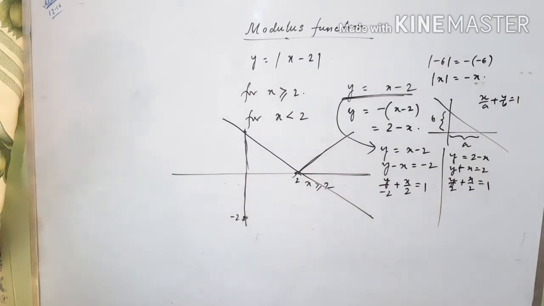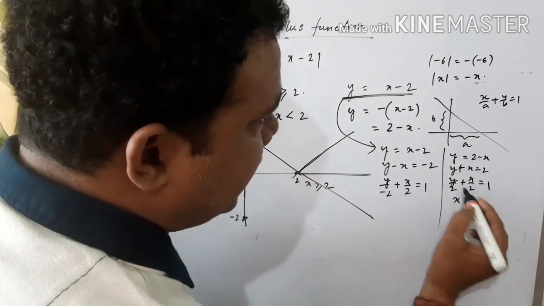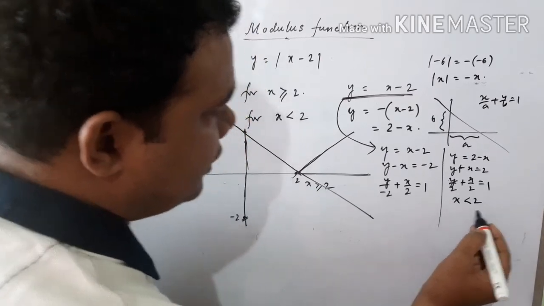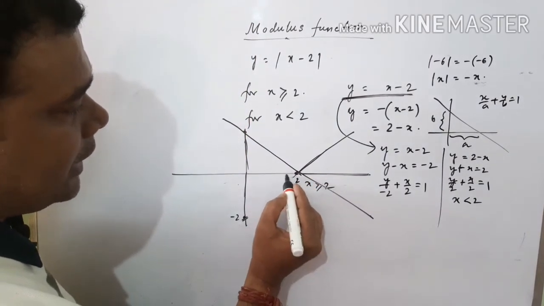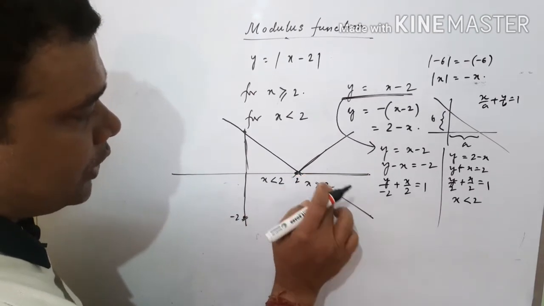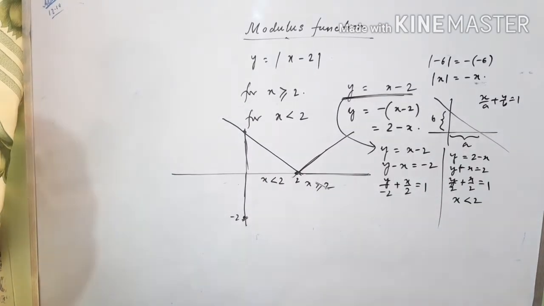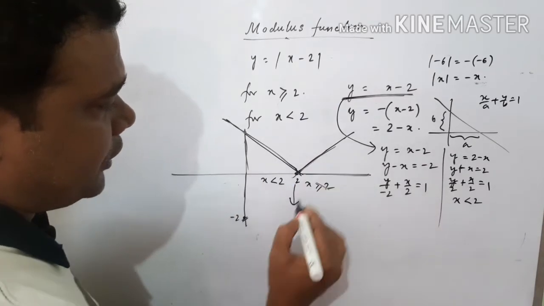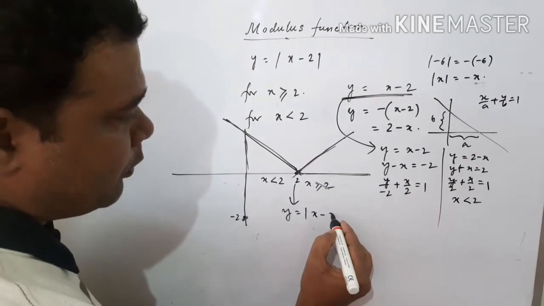Now the question is, when is the graph valid? The graph is valid when x is less than 2. So what is the portion when x is less than 2? At the left of 2, we know that x is less than 2. So we erase this portion of the line, and see that this one is the graph. This portion is the graph of y equals mod of x minus 2.